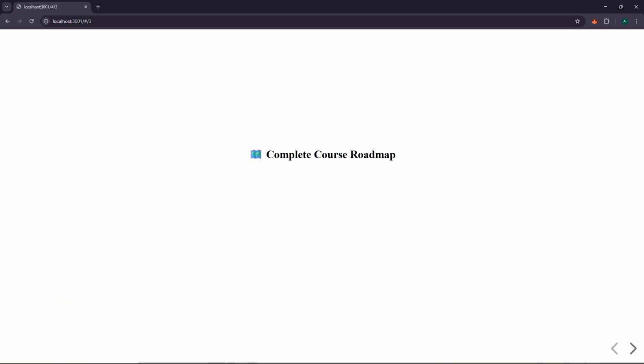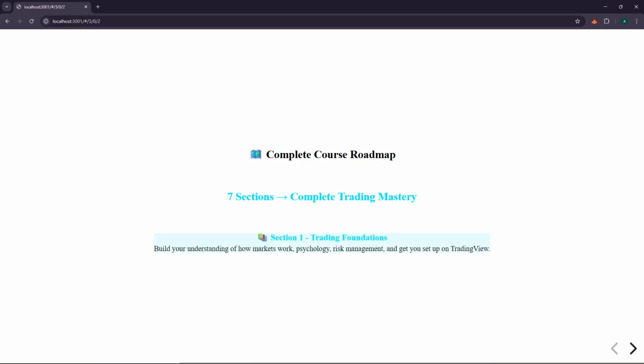So here's the complete roadmap. There are going to be 7 sections: complete trading mastery. In each section we're going to be building the foundation of trading. Section one is the foundation of trading, where we build your understanding of how markets work, psychology, risk management, and get you set up on trading.